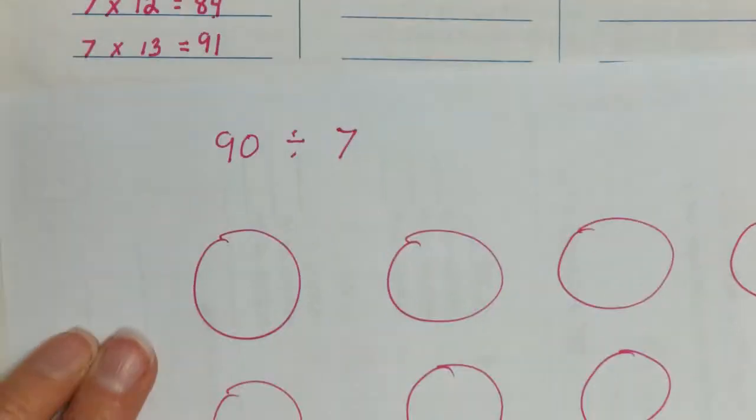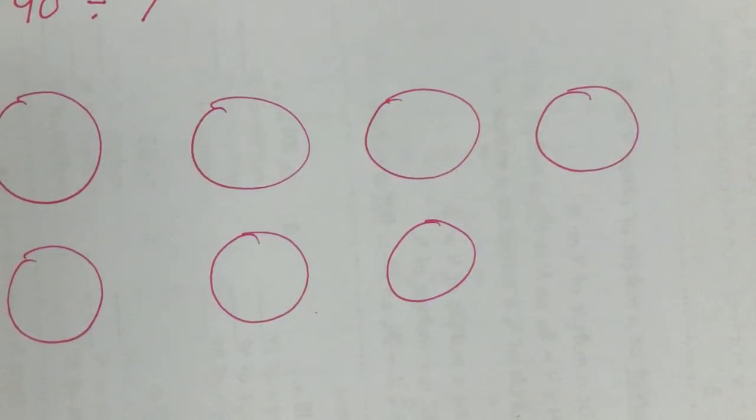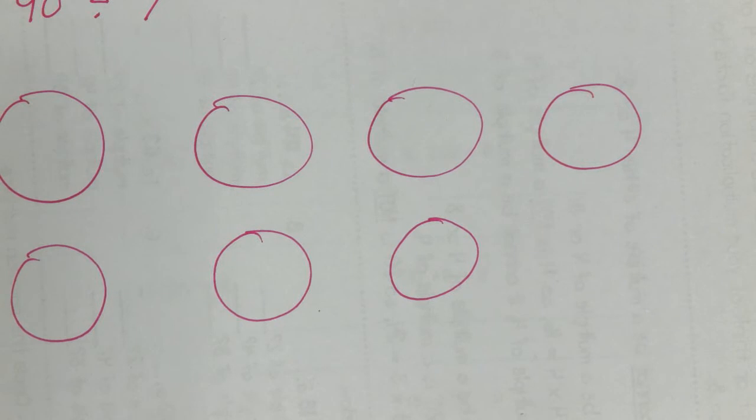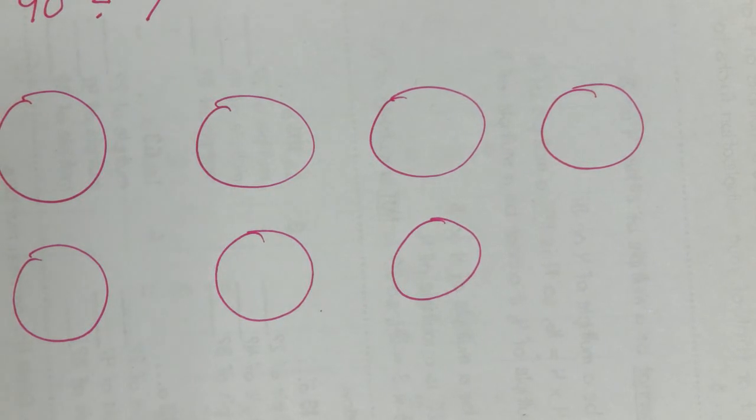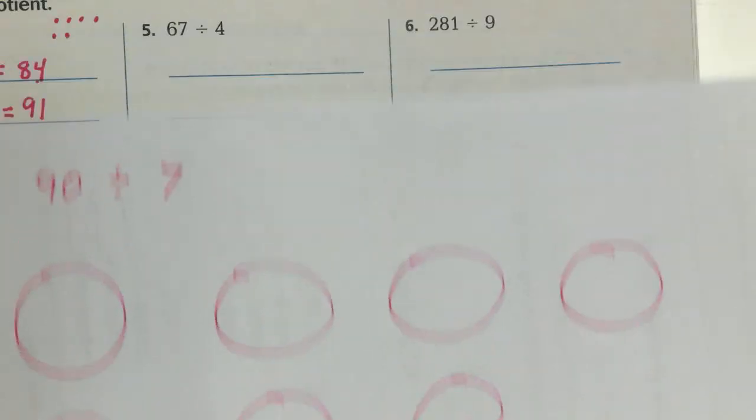Okay, now initially we started out putting 1 in each group at a time, right? That's going to take a long time when we get to bigger numbers. So I'm putting more in the groups. And so I'm using multiplication to help me with that.